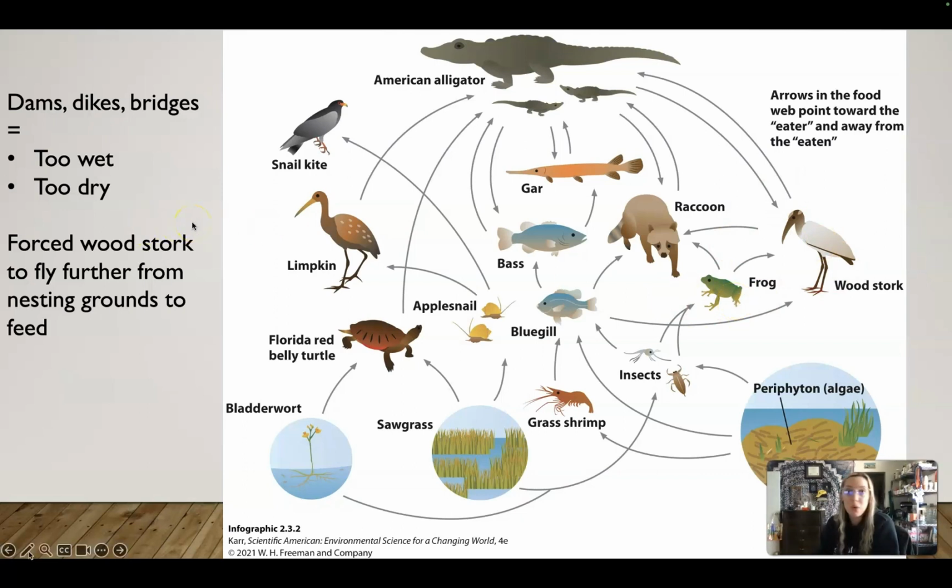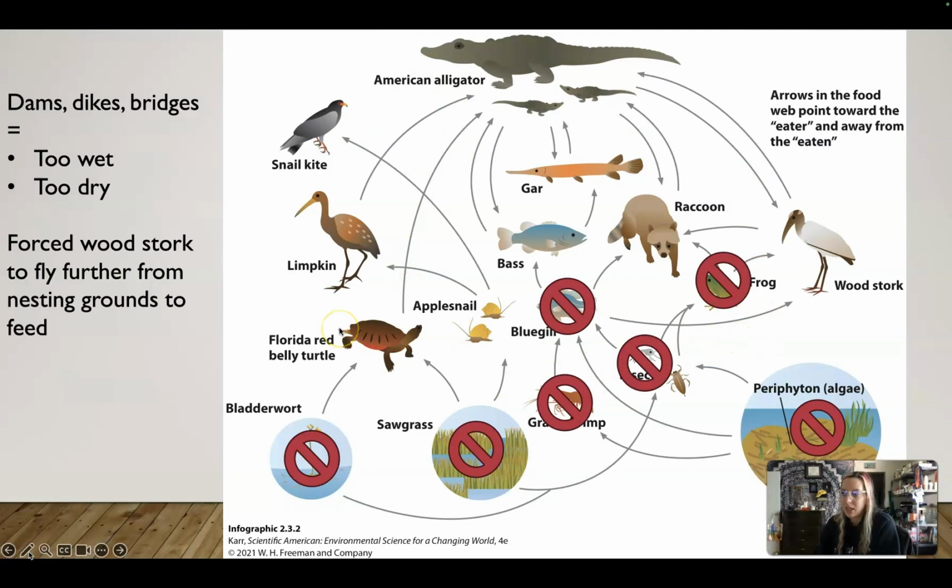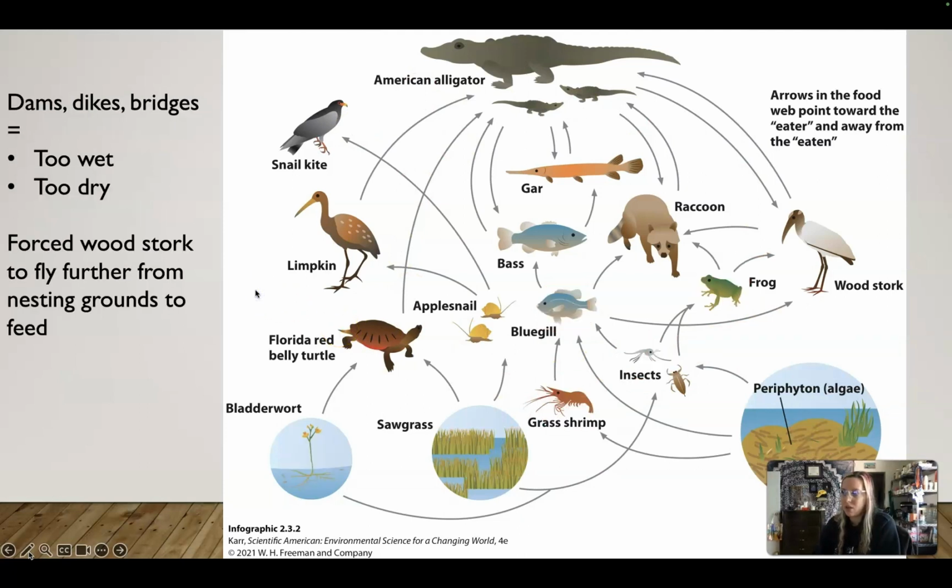So this then forced the wood stork to fly further away from the nesting grounds in order to feed. And that is not great, right? The longer you are away from your nests, the more vulnerable your eggs are, and that can lead to predators then cashing in on those eggs. So oddly enough, or maybe what you can perhaps see from this food web is that wood storks were not the only species that were affected.